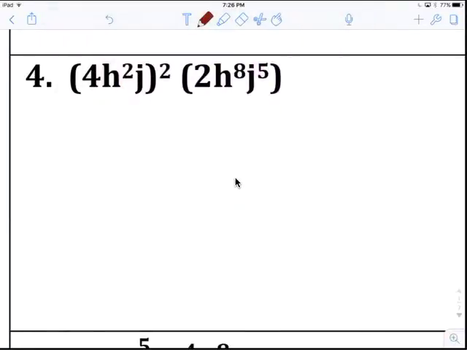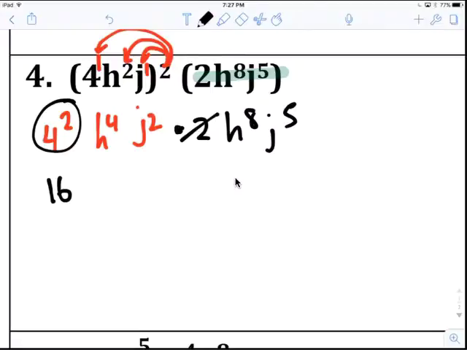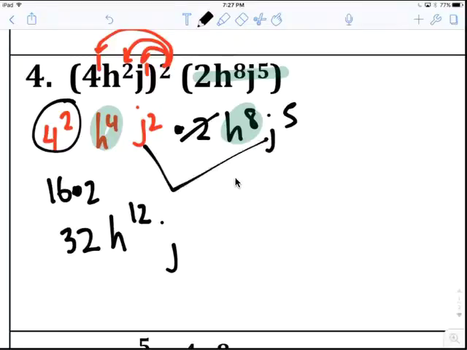I believe I did. Make sure you do distributive property first. So that's j to the 2nd, h to the 4th, and 4 to the 2nd. And then you multiply that to what's here, times the 2 times the h to the 8, j to the 5. Okay, this is 16. 16 times this 2 is 32. So h to the 4th and h to the 8th, you get h to the 12th and j to the 5th.